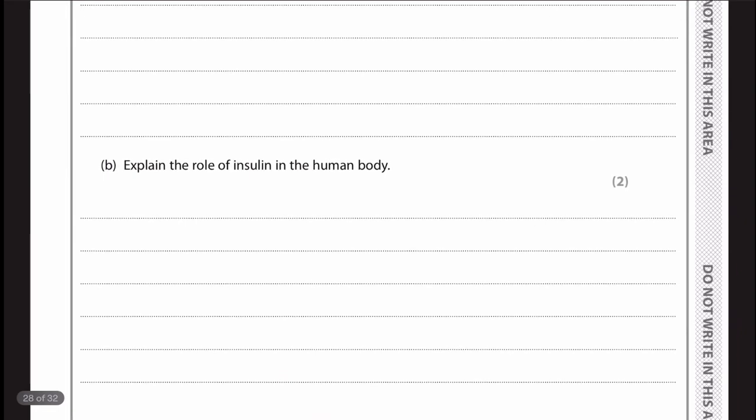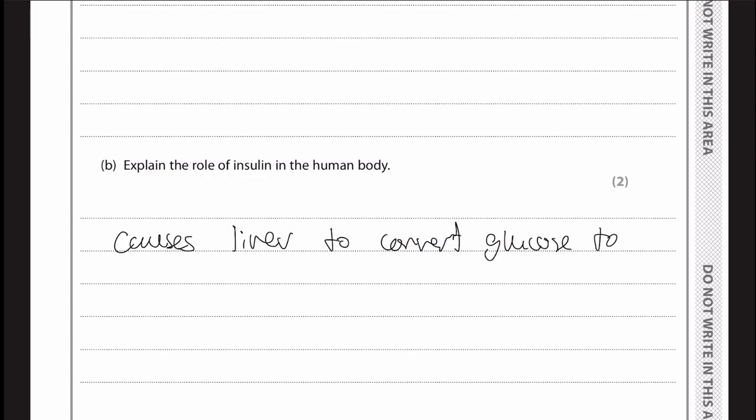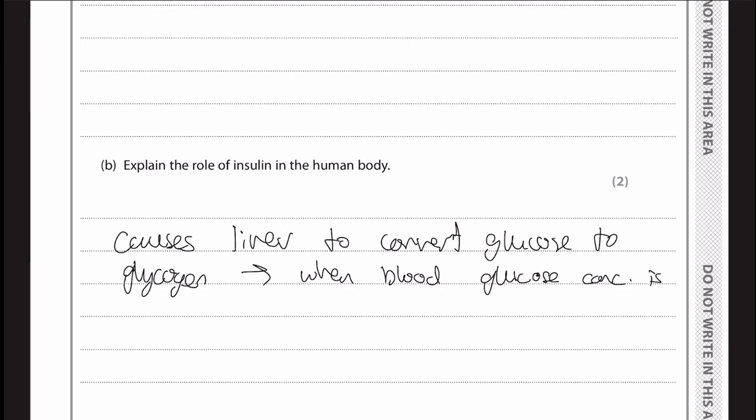Okay, B. Explain the role of insulin in the body. Very simple. So what does insulin do? So insulin essentially causes our liver to convert glucose to glycogen. Okay, and this occurs when? Well, it occurs when blood glucose concentration is high. And then because it does this, it reduces the blood glucose concentration.